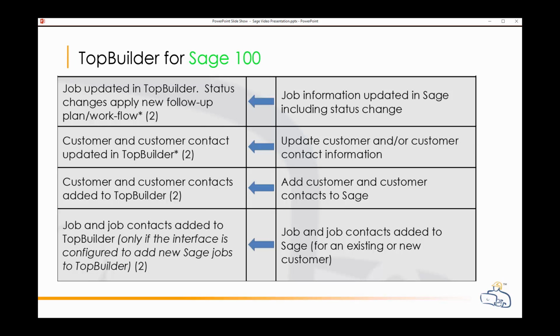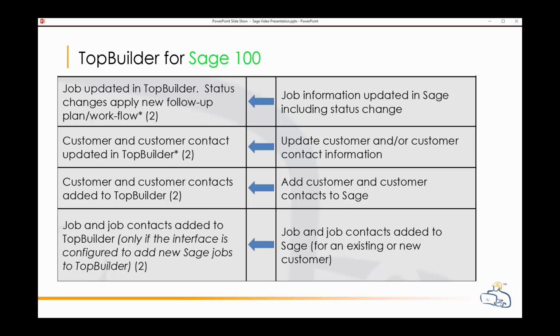Additionally, the job financials, when updated in Sage, are sent back to TopBuilder, including the revised contract amounts with change orders, the changes to the start dates and the end dates of the job, and very importantly, the status of the job. Then once the status makes it over to TopBuilder, we apply the all-important workflow that is necessary to follow up on that job when the status changes.